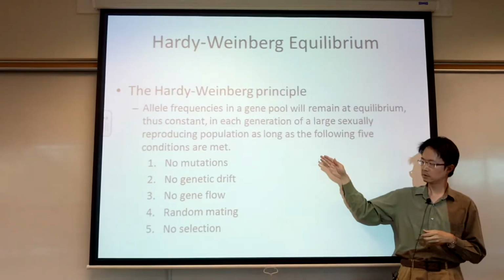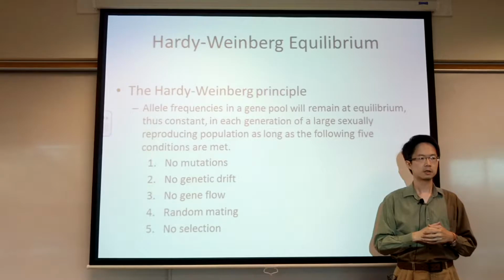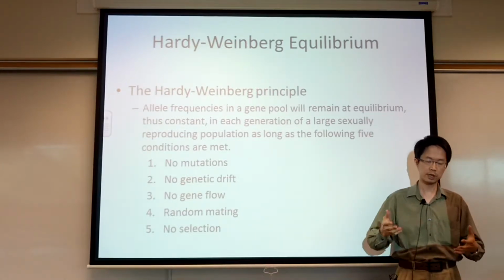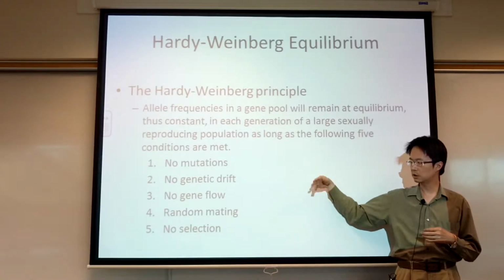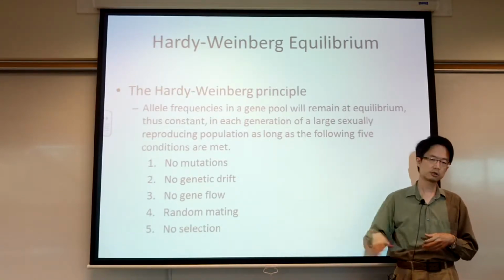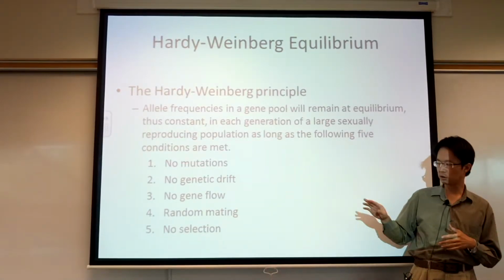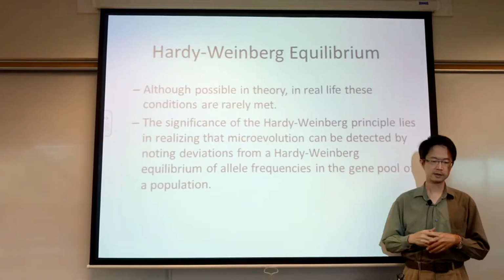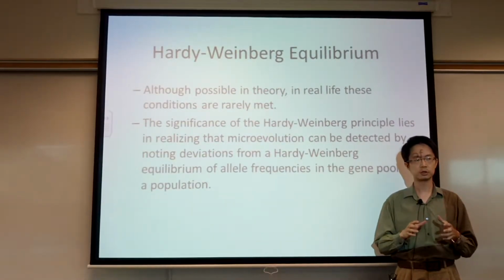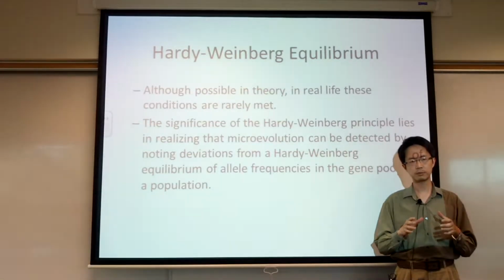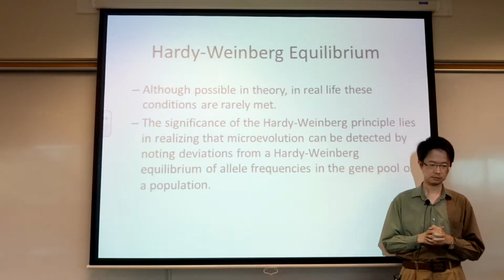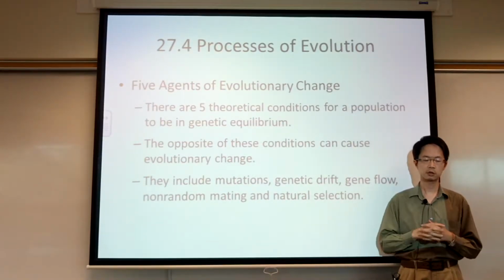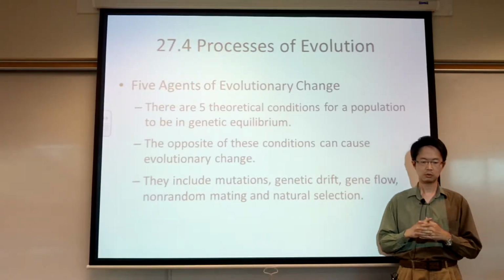But the issue is that these 5 conditions are almost close to impossible to achieve, because there is always some form of mutation occurring, there will be gene flow, there will be genetic drift. Mating is not completely randomized, and there is always some kind of natural selection occurring. Because of that, it is almost impossible for a population to stay in the equilibrium. So now we will talk about these 5 conditions one by one, so that you know what they are.